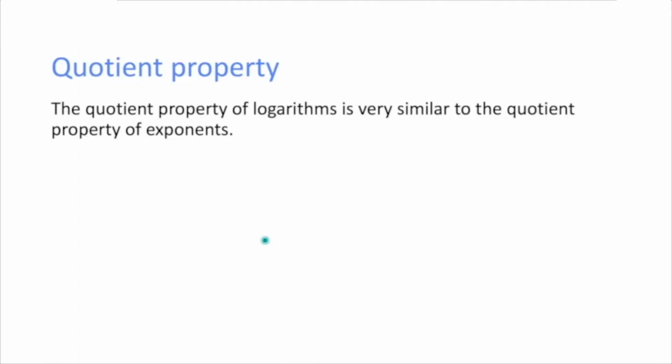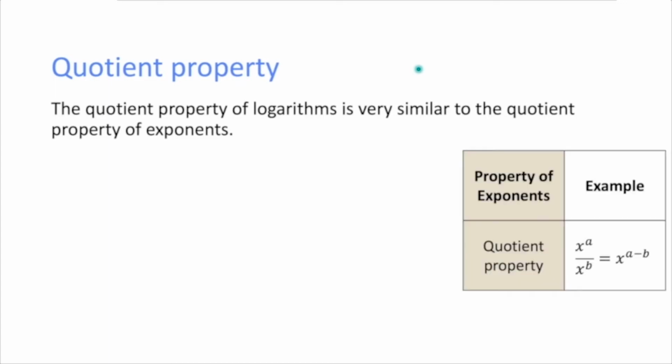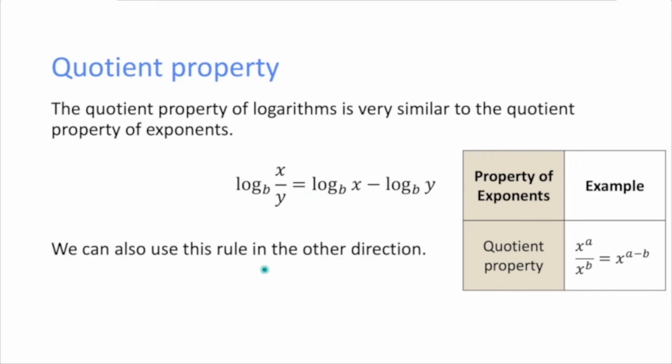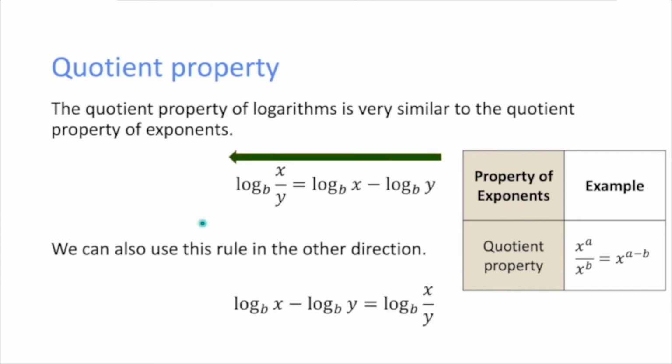Like I said before, exponents and logarithms are related. So the quotient property of logarithms follows the same pattern as the quotient property of exponents. For example, when we divide exponents, we subtract the powers, and that is exactly the same thing for logarithms. Here we have division, so it means we must have subtraction. The rule also works in the other direction, which means if we have subtraction, we must also have division.